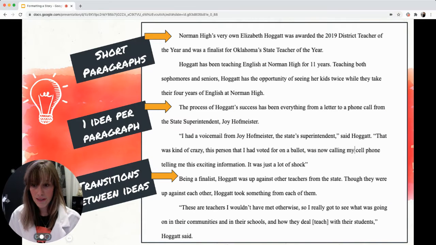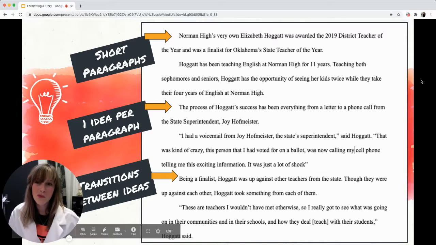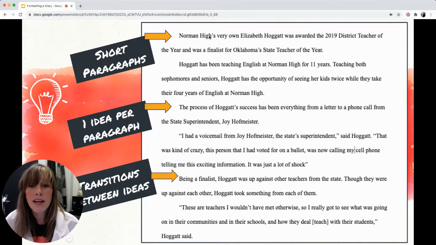Let's look at the paragraphs. Can you see that says transition between ideas? Because I can't shrink my picture. It gets weird. Okay. Short paragraphs. Look. Short. They're so short. 1 idea per paragraph. The process of Hoggett's success has been everything from a letter to a phone call from the state superintendent, Joy Hofmeister. We explained who the state superintendent was. She's Joy Hofmeister, right? But check it out. That's 1 idea.